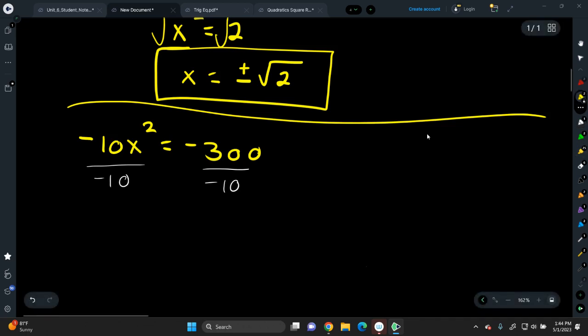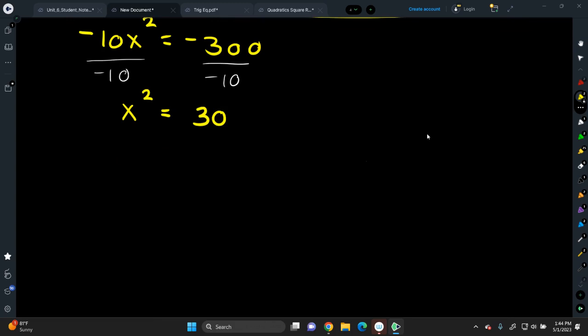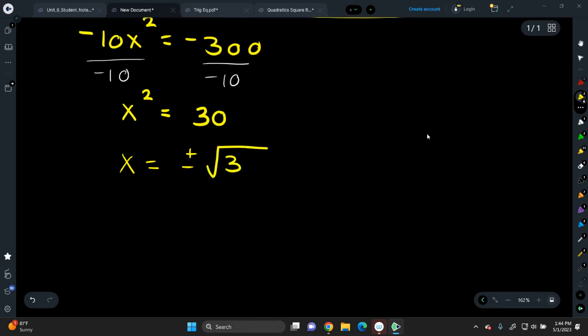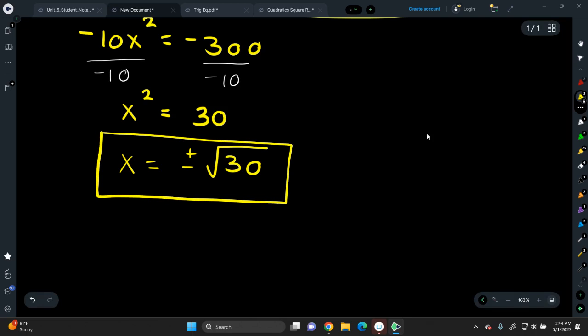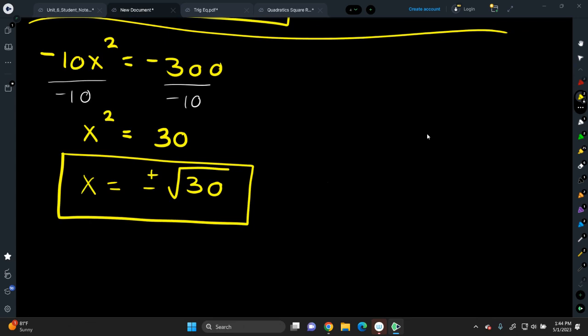Okay, so we've got x squared equals, and we'll simplify this if possible. Don't simplify it if it's going to be a decimal, but this will not because 300 divided by 10 is 30. Okay, we're going to take the square root of both sides, so we get x equals plus or minus the square root of 30. That does not simplify, so that's our answer. Like, you can't square root it? Right, can't square root it.